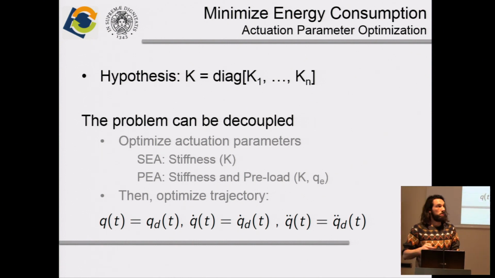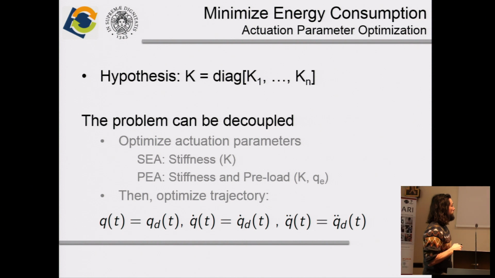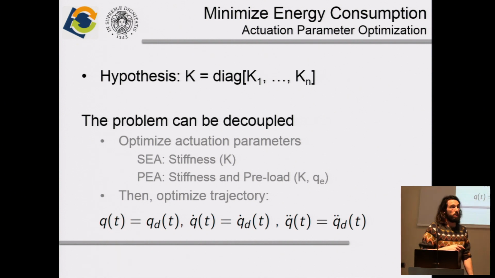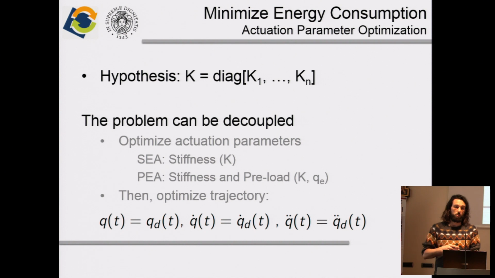Or the other way around, we can have a function that gives the optimal stiffness depending on the trajectory. Then we can substitute this function into the problem formulation and then optimize the trajectory.